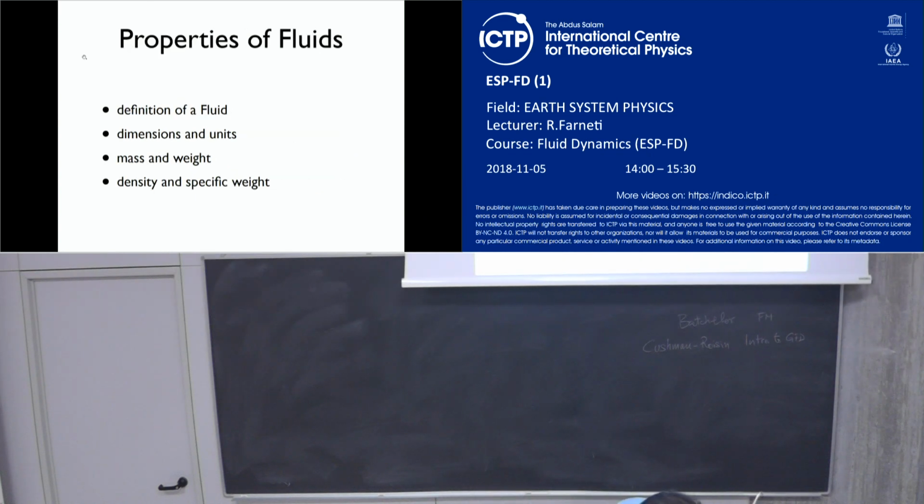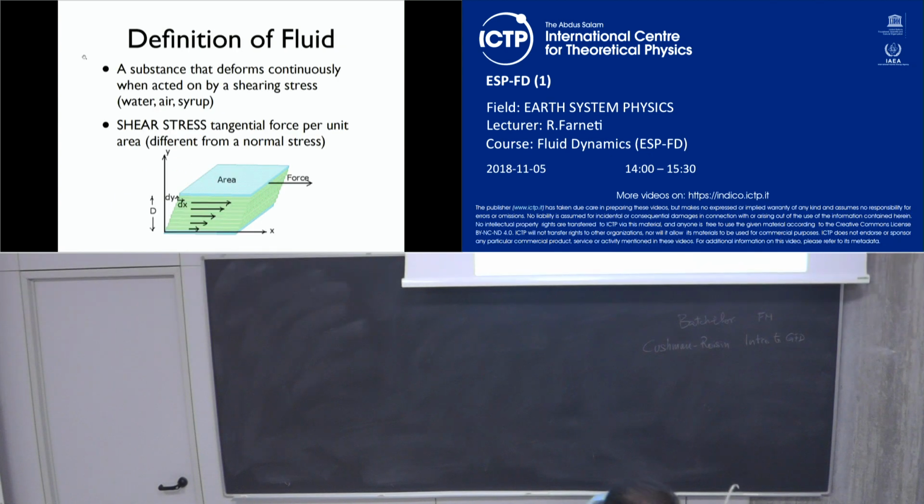Okay, so some basic properties of fluids, definitions, dimensions, mass, and so on. So the definition of a fluid, a little bit more or less intuitive than it flows. So what is a fluid? A fluid is a substance that deforms continuously when acted on by a shearing stress. So there is a stress on a fluid and the fluid starts to deform. And it deforms continuously as long as there is a shear stress acting on the fluid.